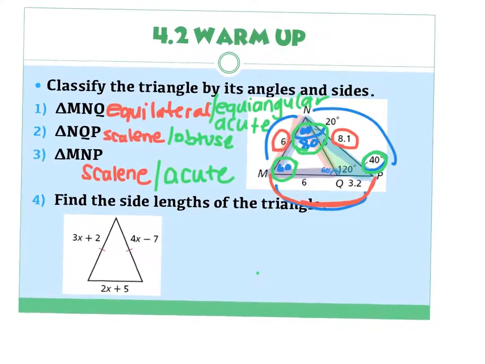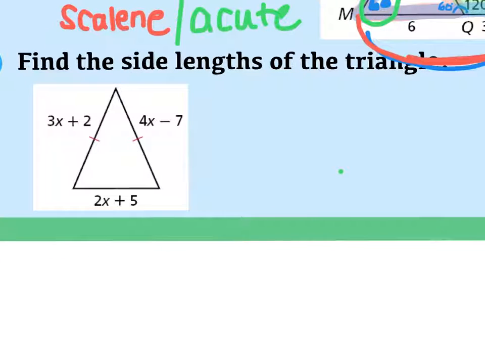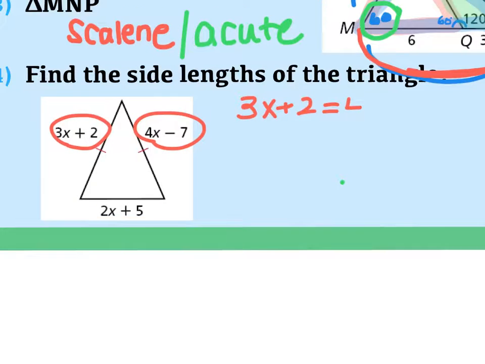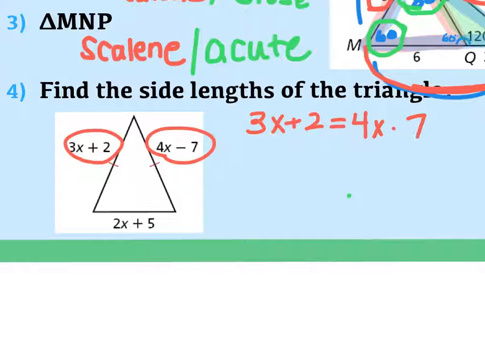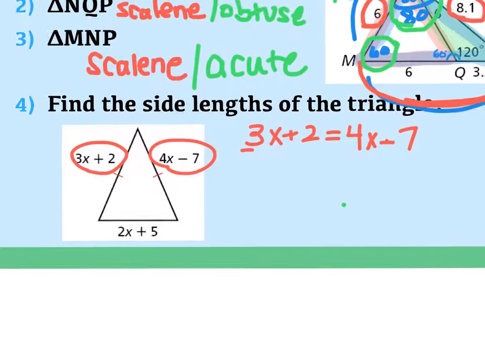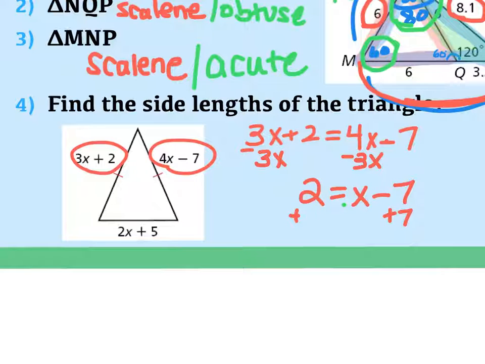All right, number 4 says find the side lengths of the triangle. So what kind of triangle is this? Isosceles, which tells you that these two are the same. 3x plus 2 equals 4x minus 7, and then solve for x. So subtract the 3x, add the 7. x is 9. But again, be careful because it's not asking for x, right? What is it asking for? The lengths of the sides. So what do I have to do with that 9?